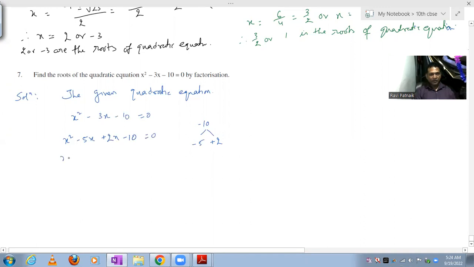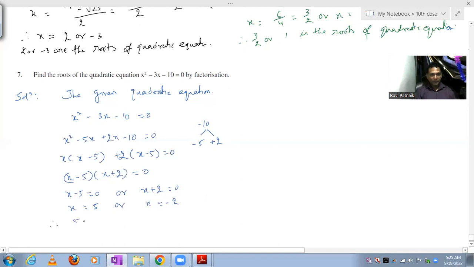Now x you will take common, then you will get x minus 5. Plus 2 you will take common, then you will get x minus 5, that is equal to 0. Now x minus 5 you will take common, then you will get x plus 2 is equal to 0. Either x minus 5 is equal to 0 or x plus 2 is equal to 0. So x is equal to how much? 5, or x is equal to minus 2. Therefore 5 or minus 2 are the roots of the quadratic equation. Got it?